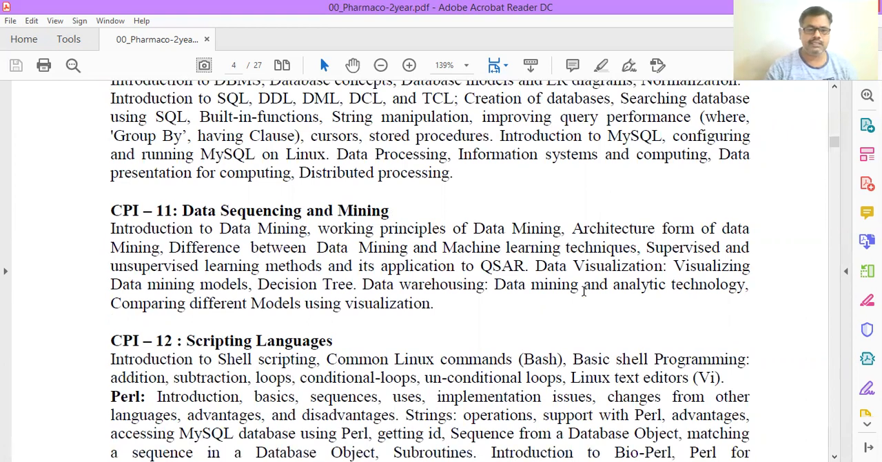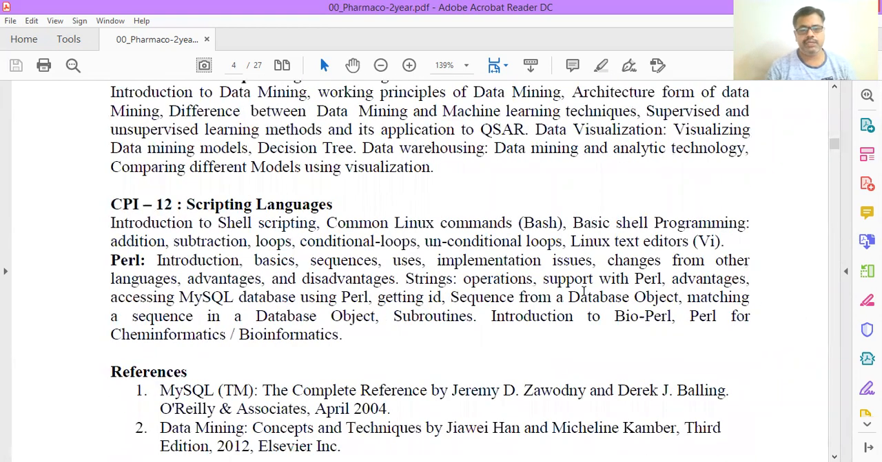The other topic is scripting languages. Why do we need to learn a glance of scripting languages? Whatever software we are using in this informatics area is built on Linux-based commands, shell commands, shell scripting, or it may be Perl scripting, or C++ or Python libraries, or Java libraries. These are used to establish our languages or software.